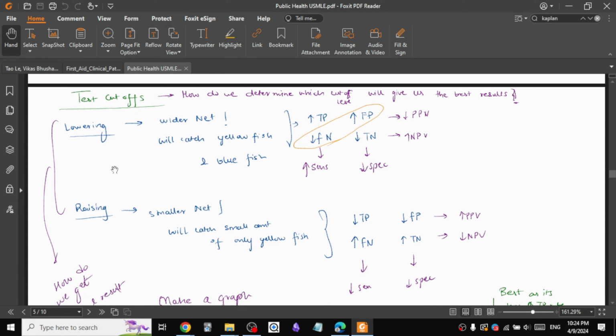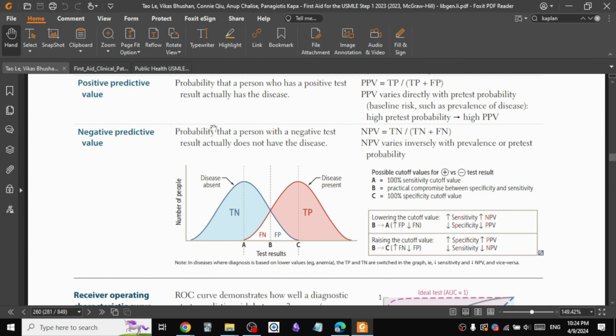Either you will try to lower it, right? So if you found a balance and you try lowering the cutoff value, what are you actually doing? You're casting a wider net, right? You will catch all of the fishes. You will catch the yellow fish and the blue fish. That's what lowering will do, and this is the effect of lowering.